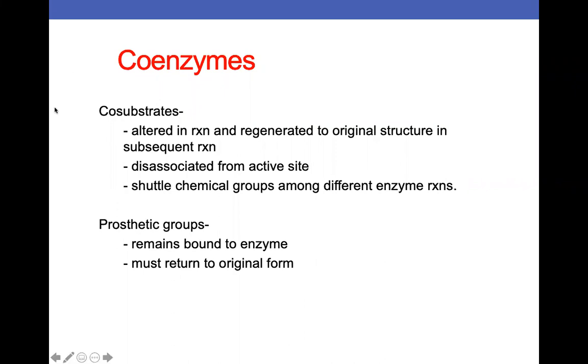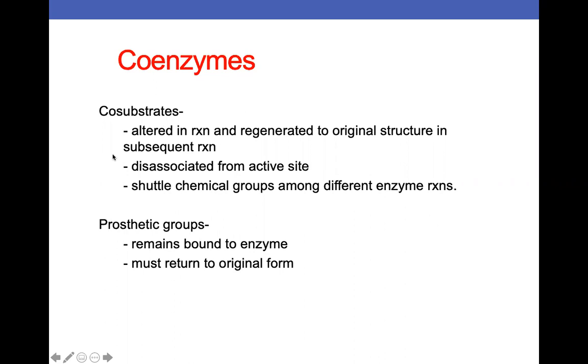So if the coenzyme is detaching from the active site, then that is a dead giveaway that this is a co-substrate. If it has the ability to attach and detach to my active site, then that is a co-substrate. In contrast, if it's just a molecule that is firmly attached to my enzyme, it just belongs to that one enzyme, it doesn't go to any other enzyme, that is a prosthetic group.